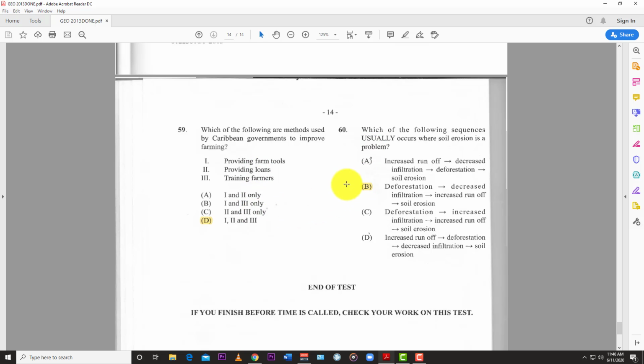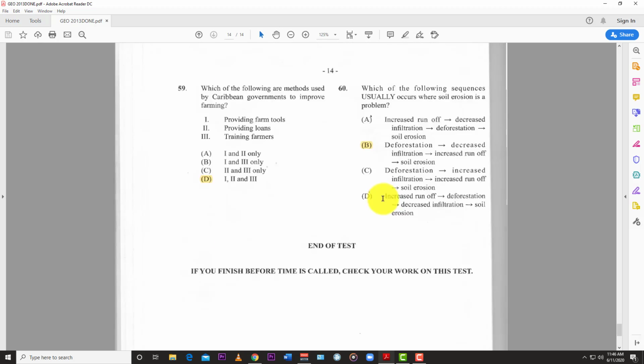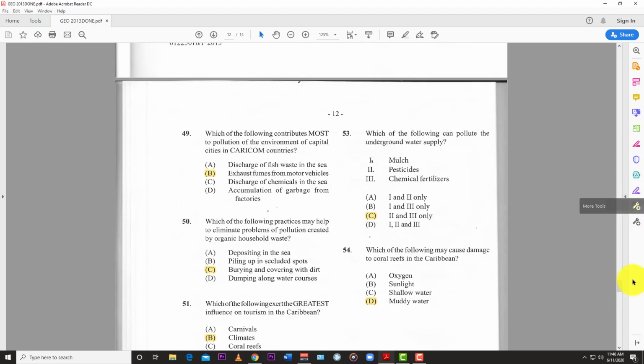Alright, number 60, the last one, which of the following sequences usually occurs where soil erosion is a problem? And so you have B, deforestation, to cut down all the trees, that's a problem; decreased infiltration, increased runoff, and then that causes soil erosion. So that's the procedure right there. B, you have deforestation, you cut down the trees, it decreases the infiltration, nothing can suck in the water properly anymore because the roots are no longer there. Then that would cause the water to just run off and move the topsoil with it, and so that's soil erosion. So that's the end of this first geography past paper on Learn SKN.